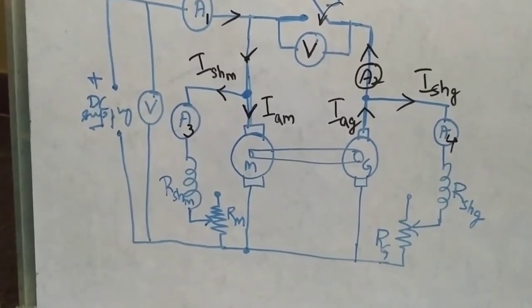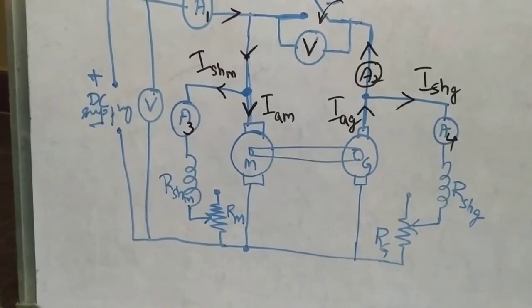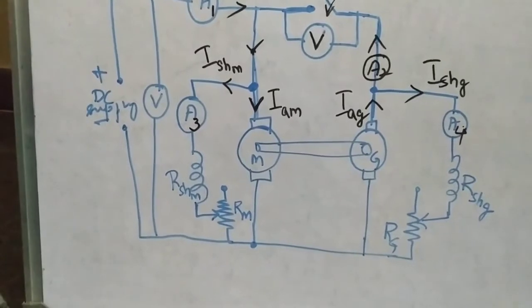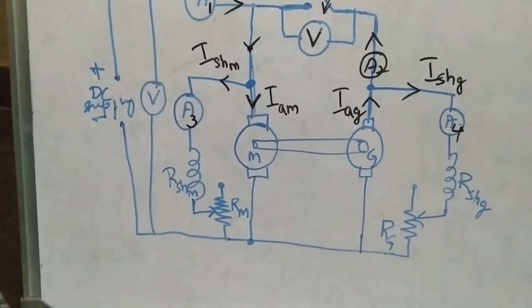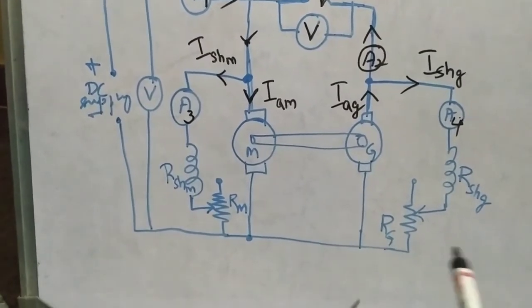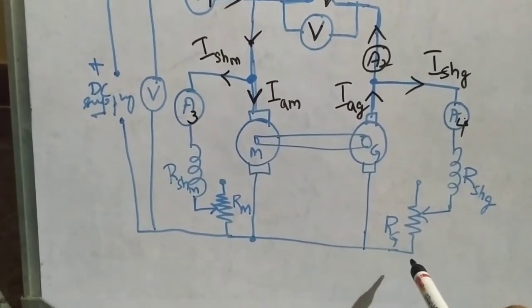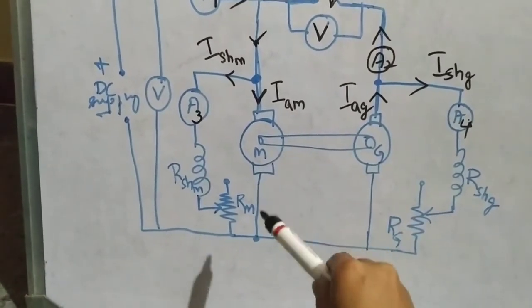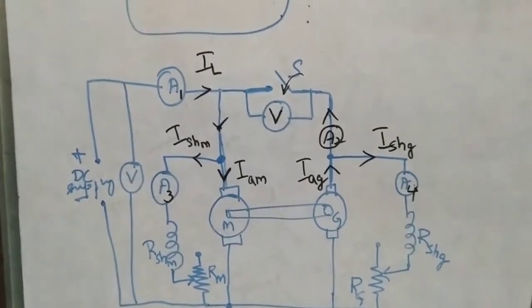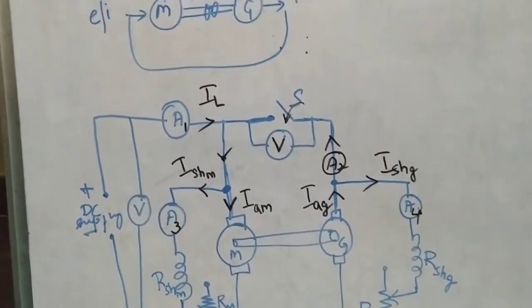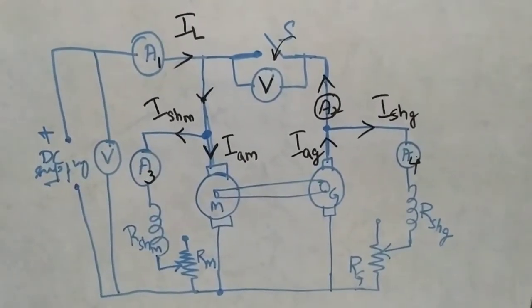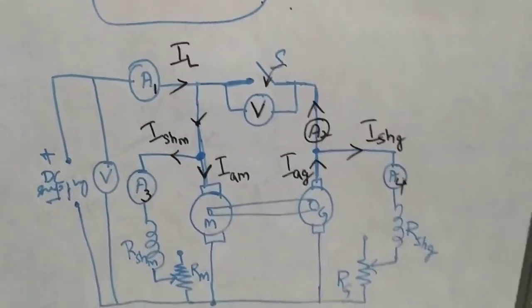Then the generator current I2 will be adjusted. So this current will be adjusted to any value by increasing the excitation of the generator and reducing the excitation of the motor. Like that, the various readings shown by the different ammeters will be noted down. Now let's see how you are able to determine the efficiency.